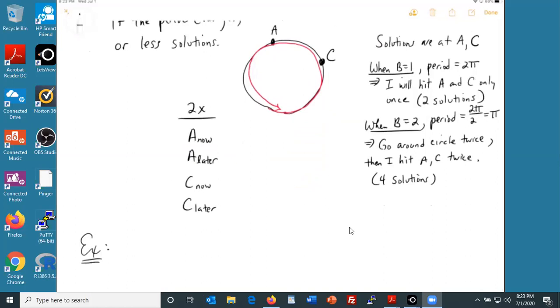All right, so let's do 2 examples here. Let's say we wanted to solve the equation, the sine of 2 theta, so B is 2, equals a half on 0 to 2 pi.